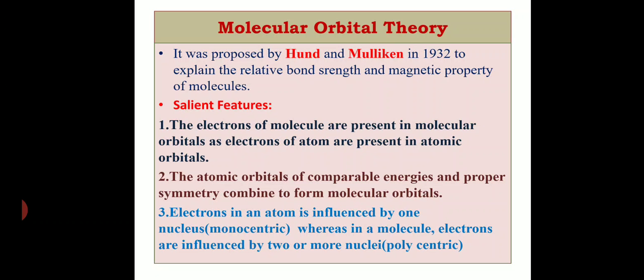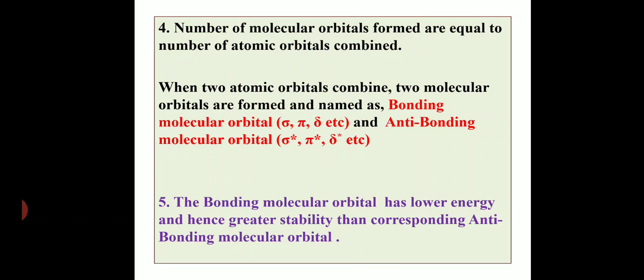Electrons in an atom are influenced by one nucleus in an atomic orbital, whereas in a molecular orbital the electrons are influenced by two or more nuclei, right? So atomic orbital is monocentric, whereas molecular orbital is polycentric. Now, the number of molecular orbitals formed is equal to the number of atomic orbitals combined, right? When two atomic orbitals combine, two molecular orbitals are formed.